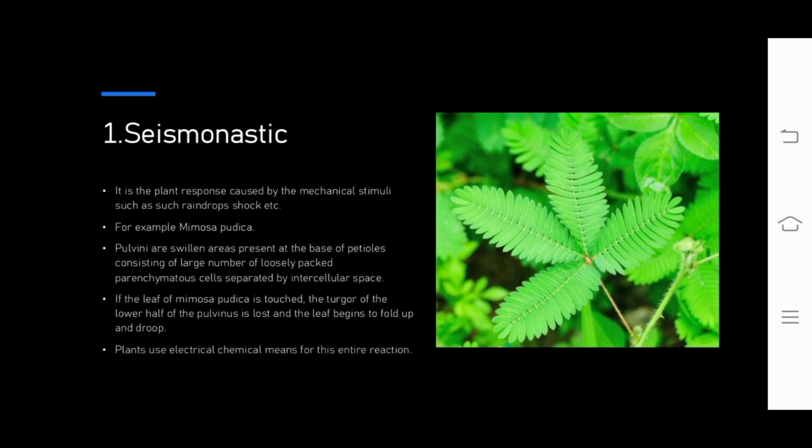In seismonastic, the plant response is caused by mechanical stimuli such as touch, raindrops, shock, etc. For example, Mimosa pudica. Pulvini are swollen areas present at the base of the petioles consisting of a large number of loosely packed parenchymatous cells separated by intercellular space. If the leaf of Mimosa pudica is touched, the turgor of the lower half of the pulvinus is lost and the leaf begins to fold up and droop. Plants use electrochemical means to perform this reaction.